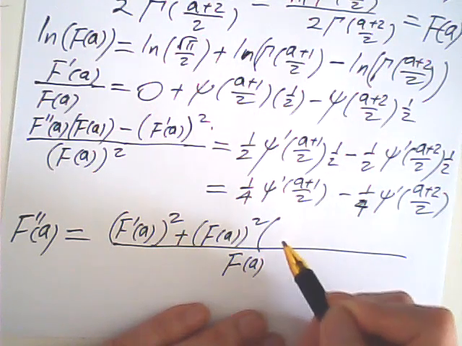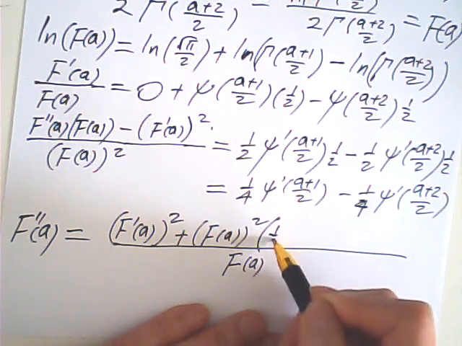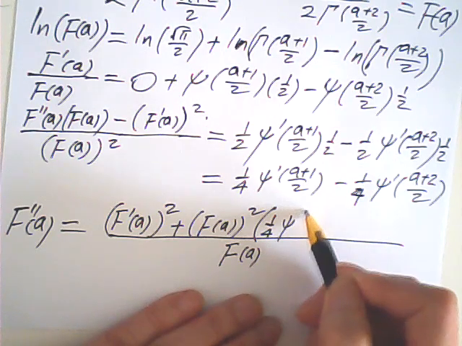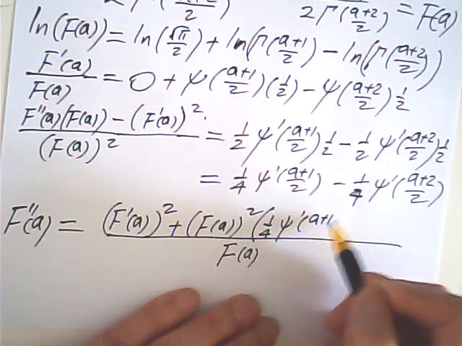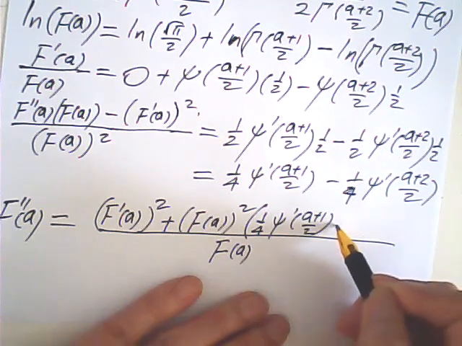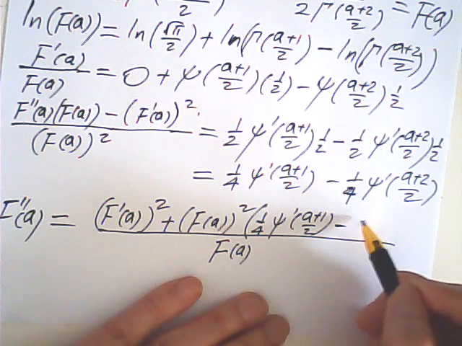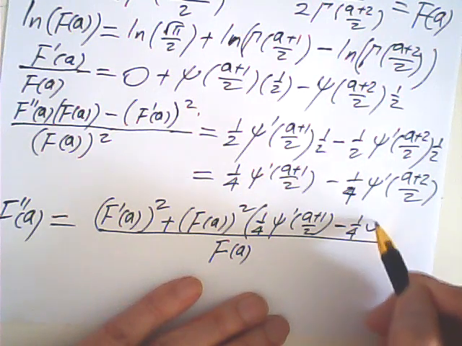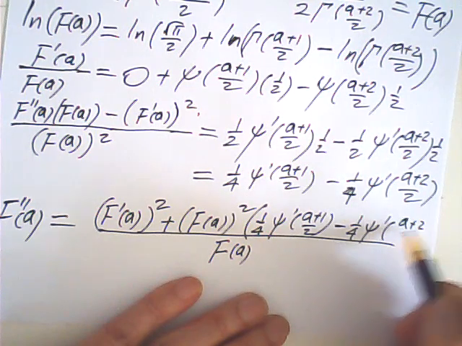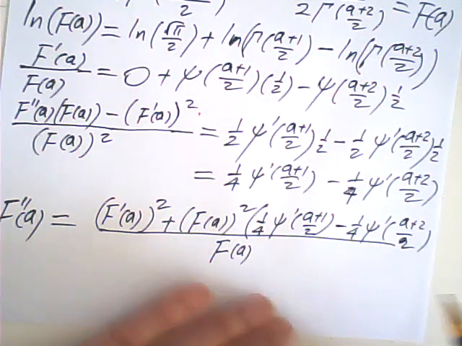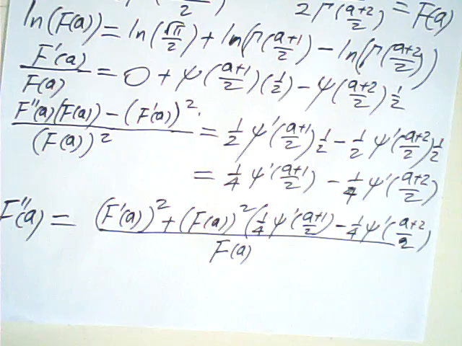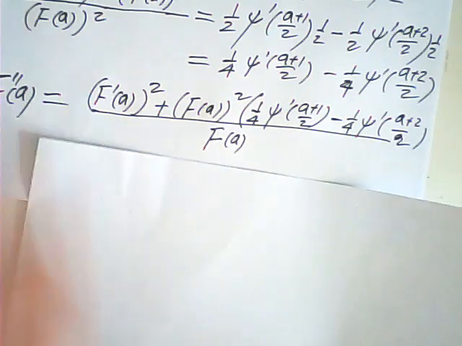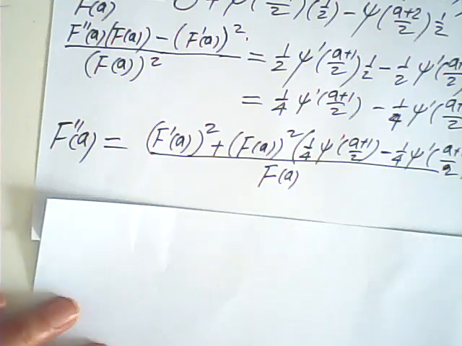multiplied by 1/4 of trigamma minus 1/4 of trigamma a plus 2. Wow, it's good. Now we are looking for f double prime of 0, right? Aren't we? We're looking for this.